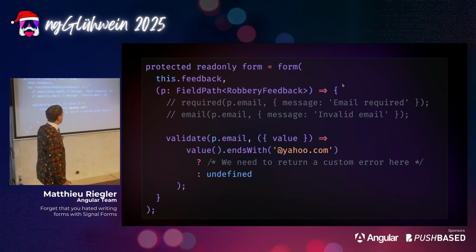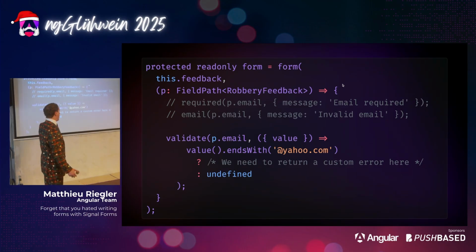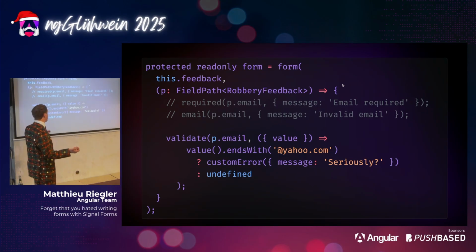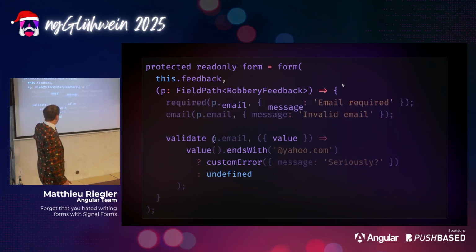And if it ever does, we will return an error here. Returning undefined means, like the actual behavior that you have in reactive forms, if you return undefined or null, it's actually no error. And if we want to return a custom error, what we do is we pass the function customError with an error message. So, okay, if I give it a yahoo.com email, I will get a seriously? error when I validate the email.